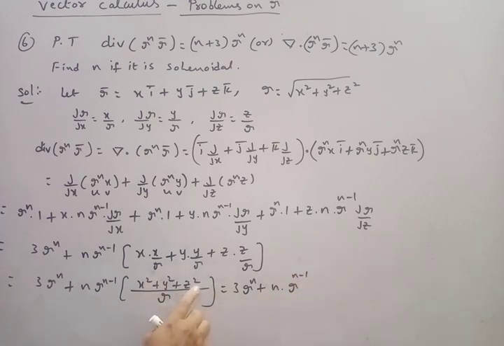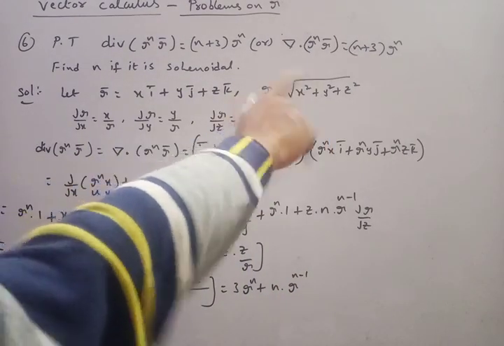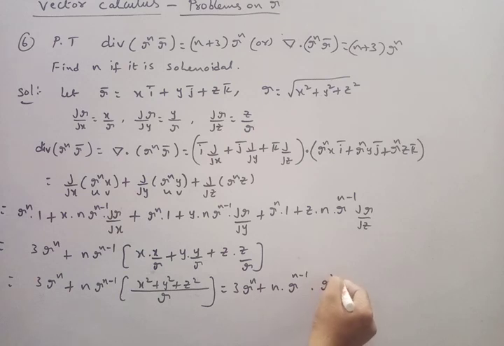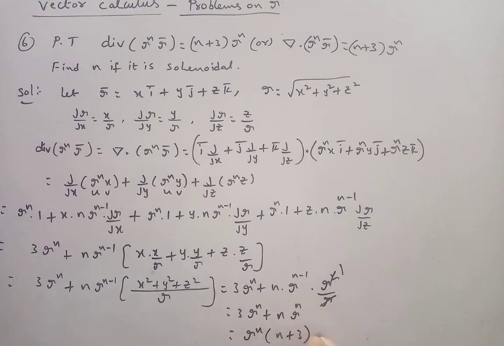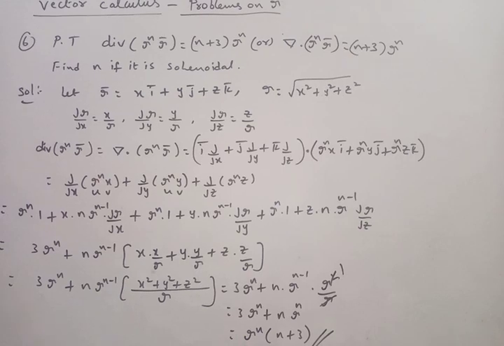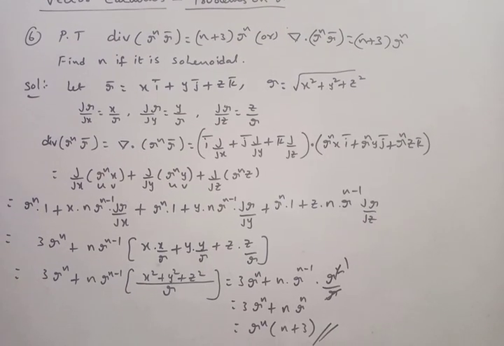What is the value of x square plus y square plus z square? It is r square, squaring on both sides. So we get r square by r, so r gets cancelled, r to the power n. So 3r to the power n, bases are same, powers can be added, we get n r to the power n. So r to the power n is common, I get n plus 3. That is the proof he is asking, n plus 3 into r to the power n. Correct? So that is the proof he is asking.